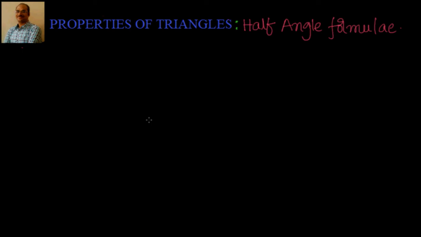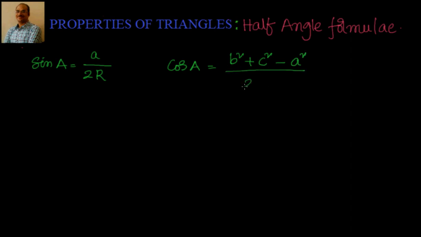So, in this video session, we will go through half angle formulae. We know in the last videos we have found what is sine A, and also we have found what is cos A. Let's try to recollect that. We have found sine A is nothing but equal to A by 2R, or we also found cos A equal to B square plus C square minus A square by 2bc.